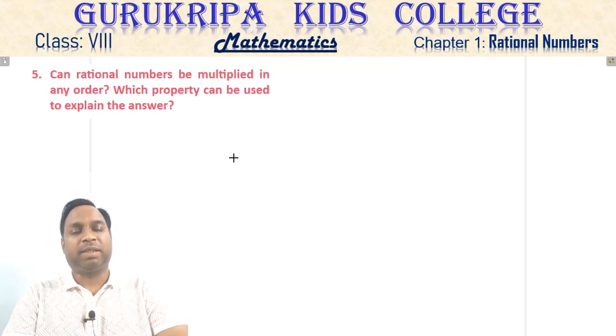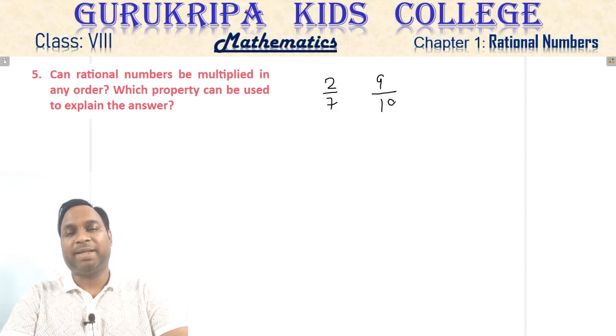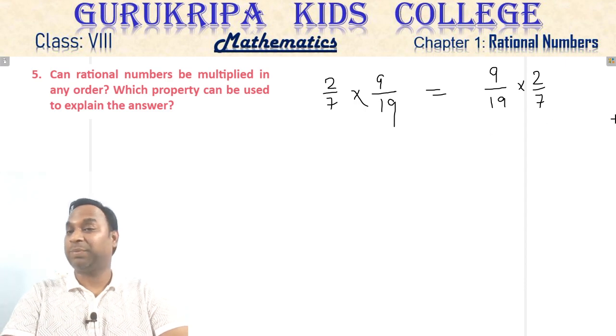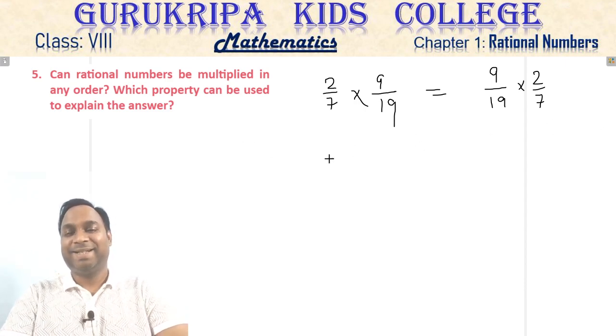Question number 5. Can rational numbers be multiplied in any order? Which property can be used to explain the answer? What is this asking? Let's say we have a number 2 by 7 and we have another number 9 by 19, and we have to multiply both of these. So we can do it this way, or you can also do 9 by 19 into 2 by 7. Both of them will give you the same answer. So what is this property called? There's some property which tells you this. This is called commutative property.